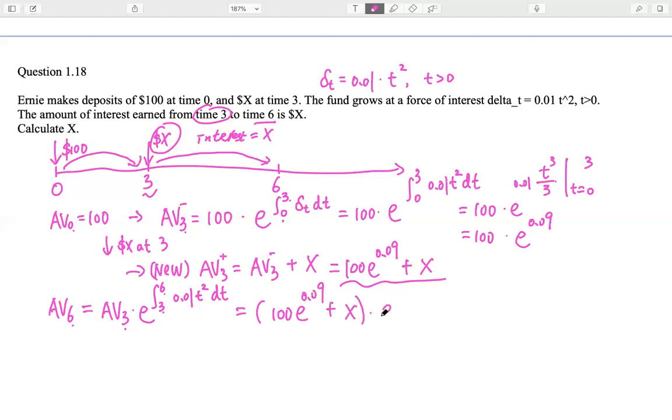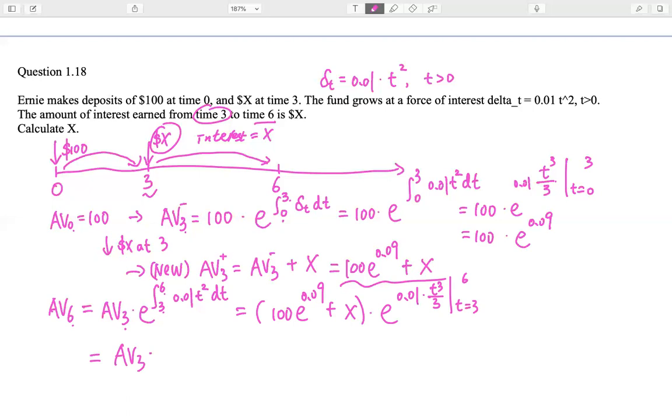Now I do the same thing. It's still 0.00001 times t cubed divided by 3. But now my t value goes from 3 to 6. Okay. You need a little calculating from there. What I have is I can just keep AV3 right now.